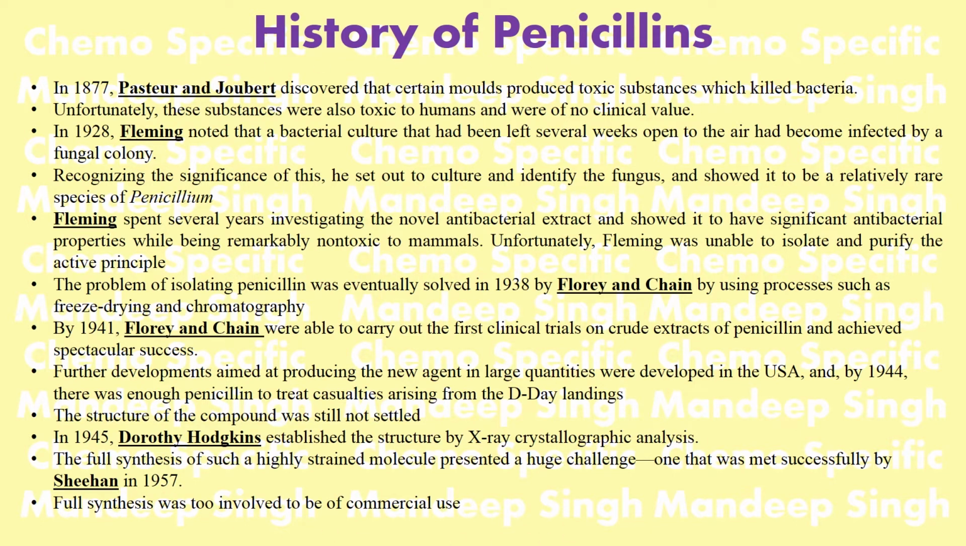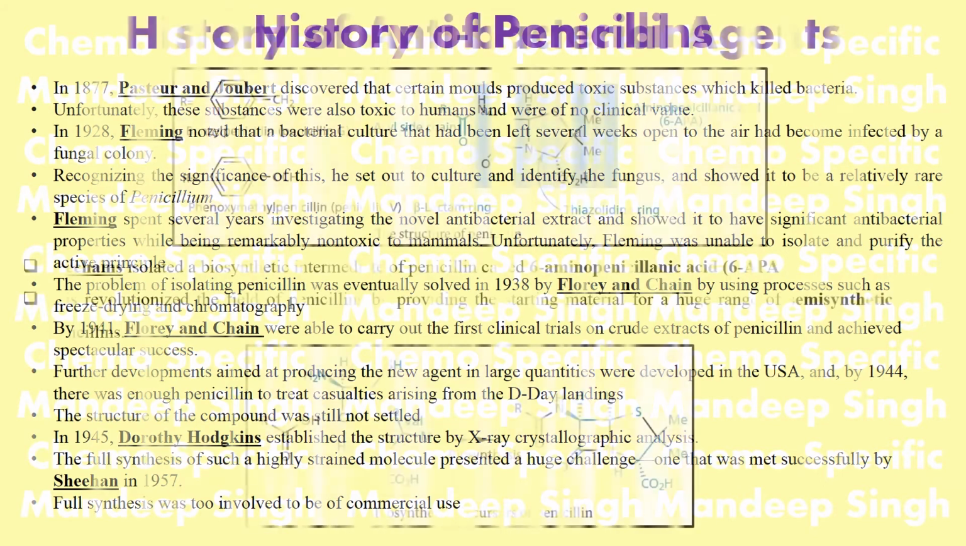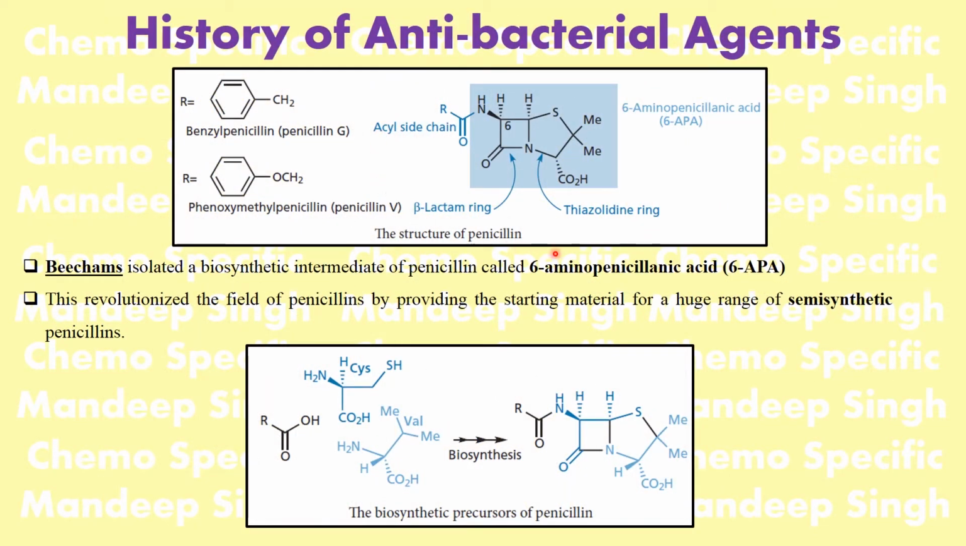Now let's look at the structure of penicillin. This is how the basic structure of penicillin looks. Here we have a beta-lactam ring, and this is a thiazolidine ring, and the fragment shown in blue is called 6-aminopenicillanic acid. It is also called 6-APA. Now, Beecham was able to isolate this biosynthetic intermediate of penicillin. And how does it help us?